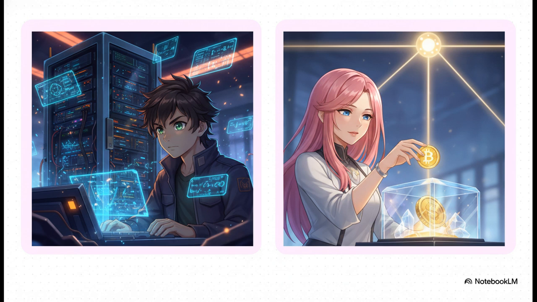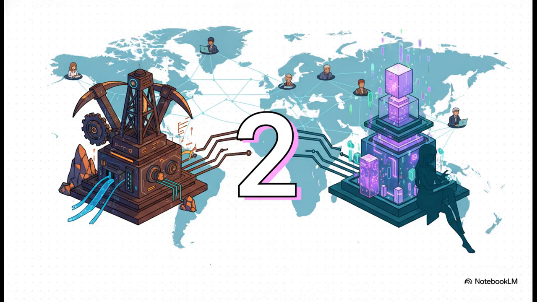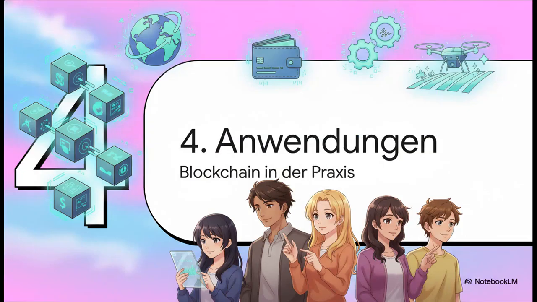On the other hand, you have proof of stake. Here, people lock up their own coins as collateral, or a stake, for the chance to be chosen to validate transactions. It's way more energy efficient, but comes with its own debates about security. And while there are other ideas out there, these two are really the foundational models that power almost every major blockchain today. So that's the tech behind it all.